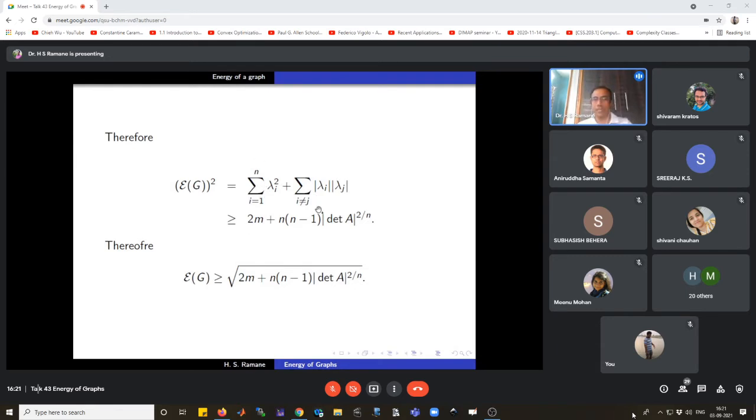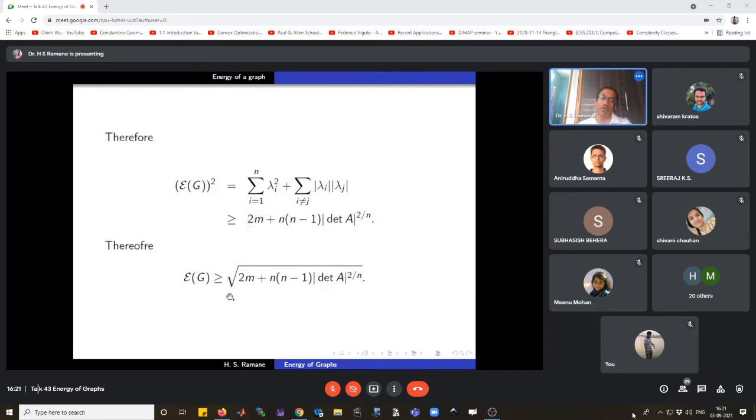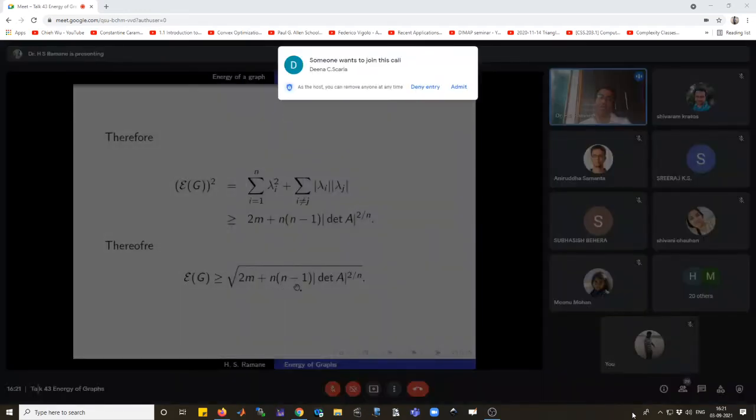And this second sum is more than n into n minus 1 determinant of A to the power 2 by n. So taking the square root, we get the lower bound: energy of G is more than or equal to square root of 2m plus n into n minus 1 determinant of A to the power 2 by n.